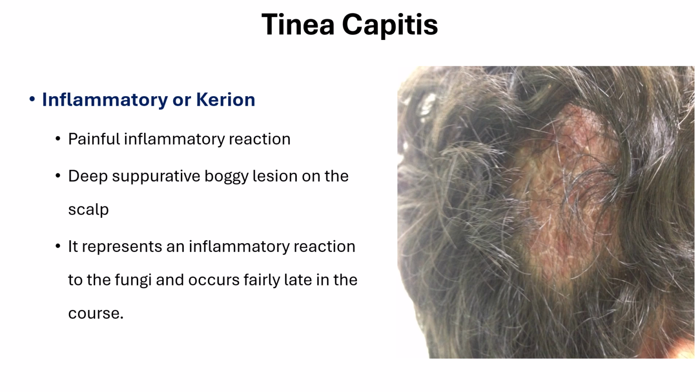Second type is inflammatory, or kerion. So with inflammatory, you will see the skin the same, also an area of alopecia, and the skin is scaly, dirty, but inflamed, swollen, and tender, and feels boggy, like you feel a fluid under the skin. It represents an inflammatory reaction to the fungi and occurs fairly late in the course of the disease. This is the worst form of tinea capitis. And the fluid you feel underneath is pus, so it's a suppurative boggy lesion.